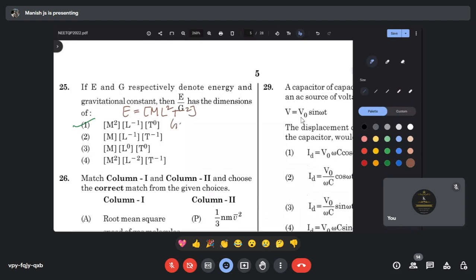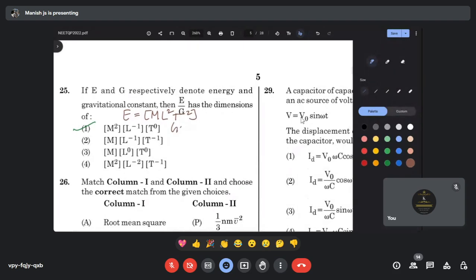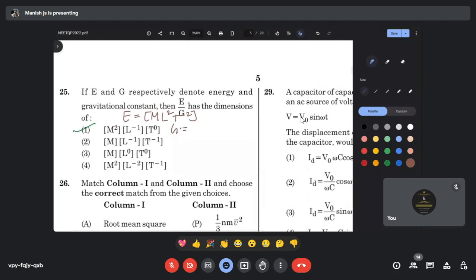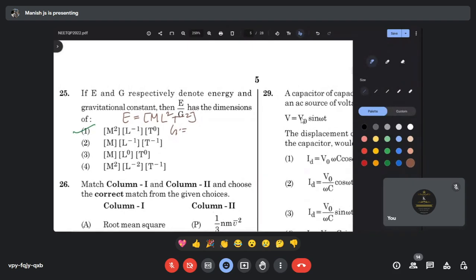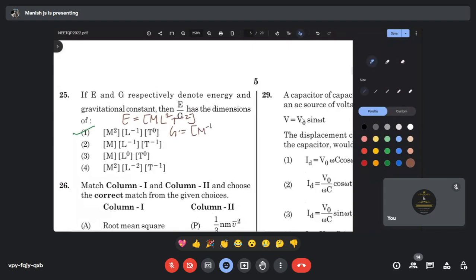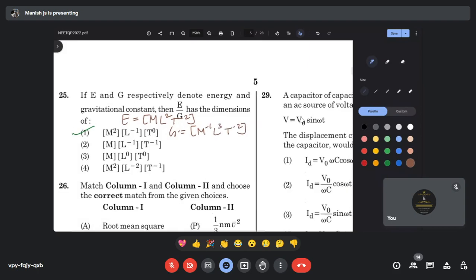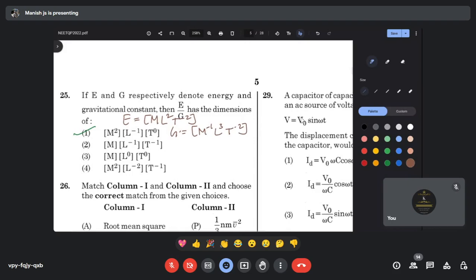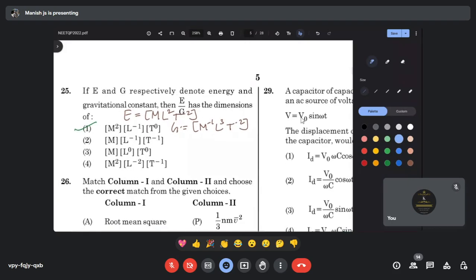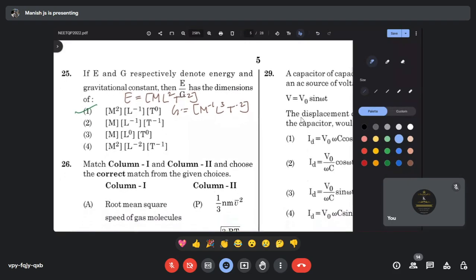And G is nothing but your universal gravitational constant. If you simplify, you know that F is equal to G m1 m2 by r square. You know this already. Rearrange it and find out, and you will get M to the power minus 1 L cube and T to the power minus 2. Correct? This is what you get. Then divide, and you will get the answer as option 1. Is it clear? That's all.